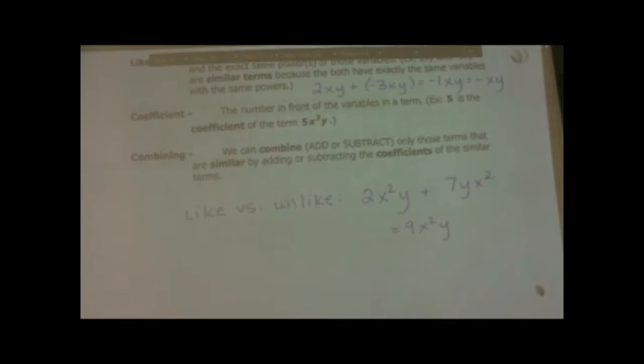Now when you're working on your work, whenever you're dealing with terms, put the variables in alphabetical order. The reason is, sometimes when you look at this, you don't think that they are like terms because they look different, but really they are like terms. All right, so just keep that in mind.